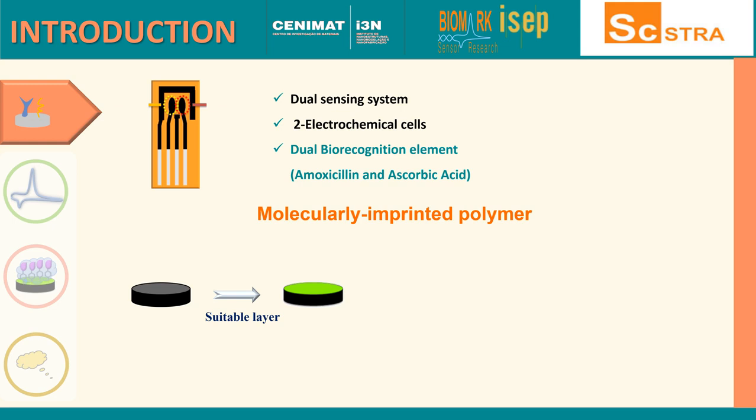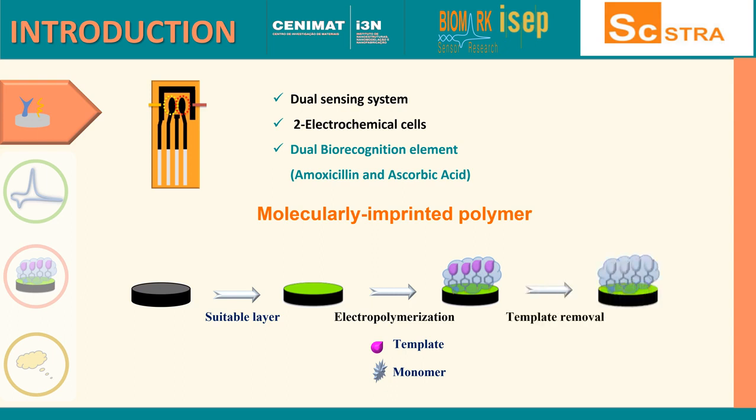So we have here a graphene substrate, and then we put a suitable layer, which can be a conductive polymer. After that, we use the electropolymerization technique with a template and monomer together, forming a film. And finally, the last step was to remove the template, maintaining the integrity of the polymer.